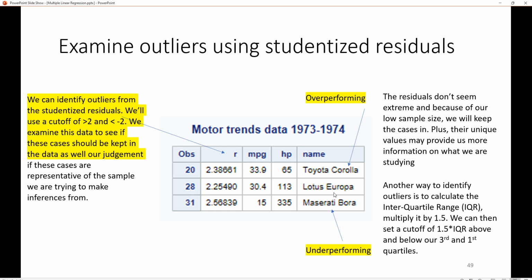It's got a really great trend, and our outliers can also be on the low end. This Maserati Bora on the bottom line only gets 15 miles per gallon. Another thing we can use to detect outliers would be values that are 1.5 times above or below the interquartile range.